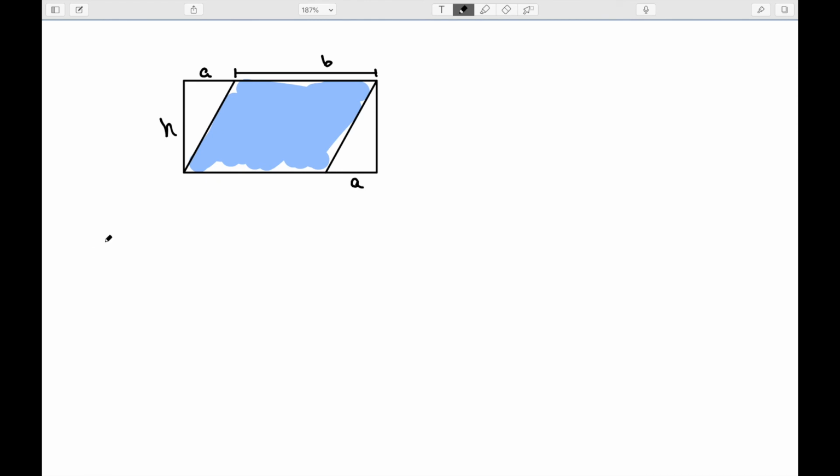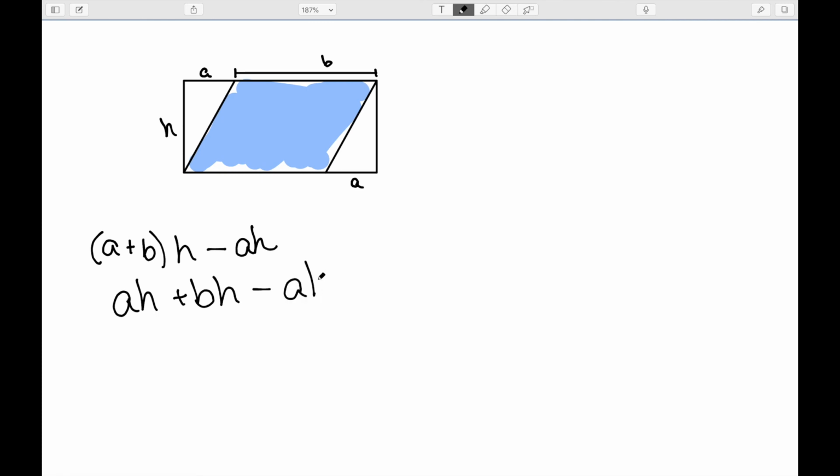So the area of my parallelogram is going to be the area of the entire rectangle, which has a length of A plus B and a height of H, minus these 2 pieces that are not shaded. Each of them is a triangle, so 1/2 AH. Since there are 2 of them, that just gives me minus AH. Distributing, I have AH plus BH minus AH. And we can see these cancel to give us that the area is just base times height.